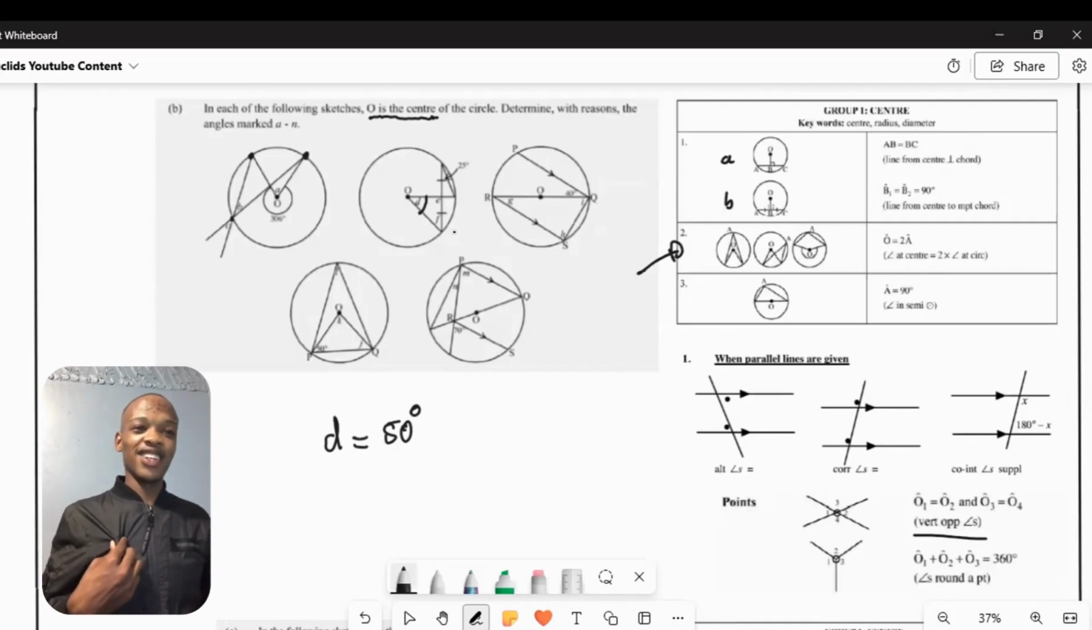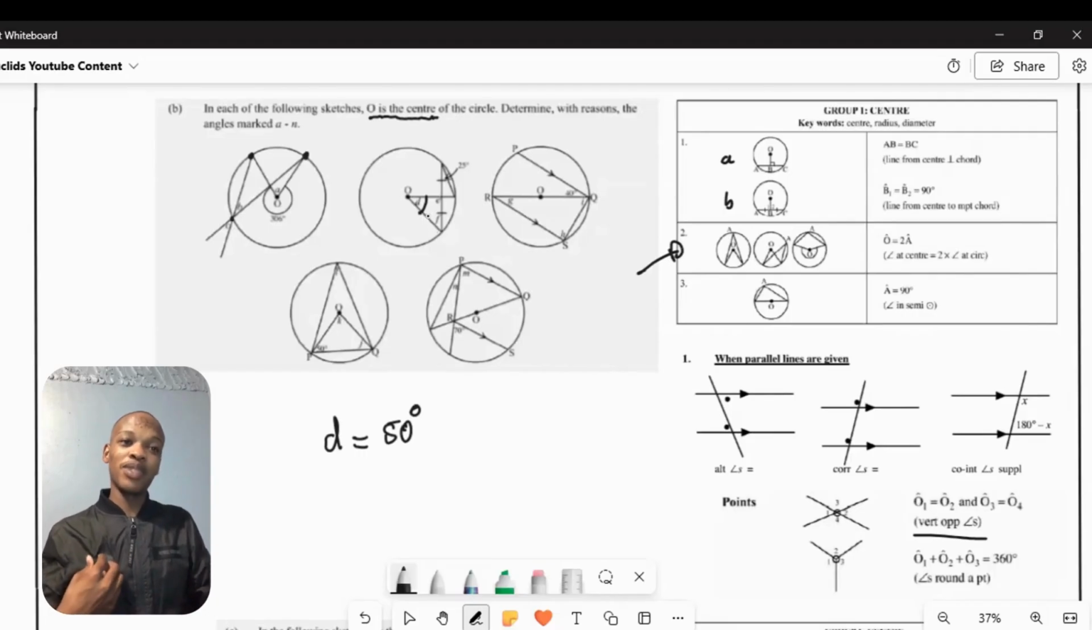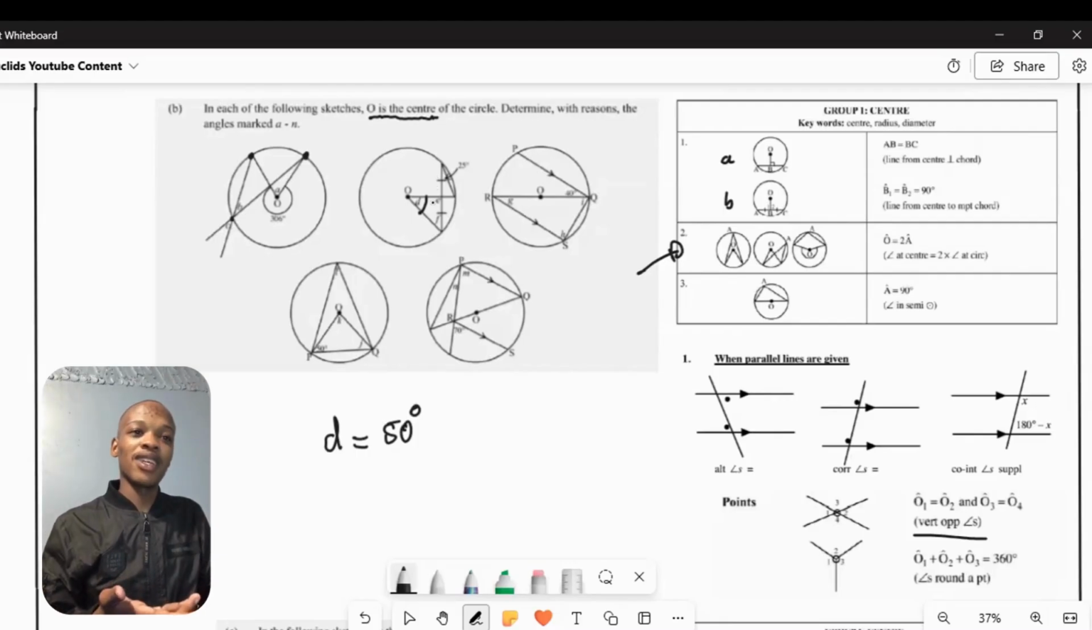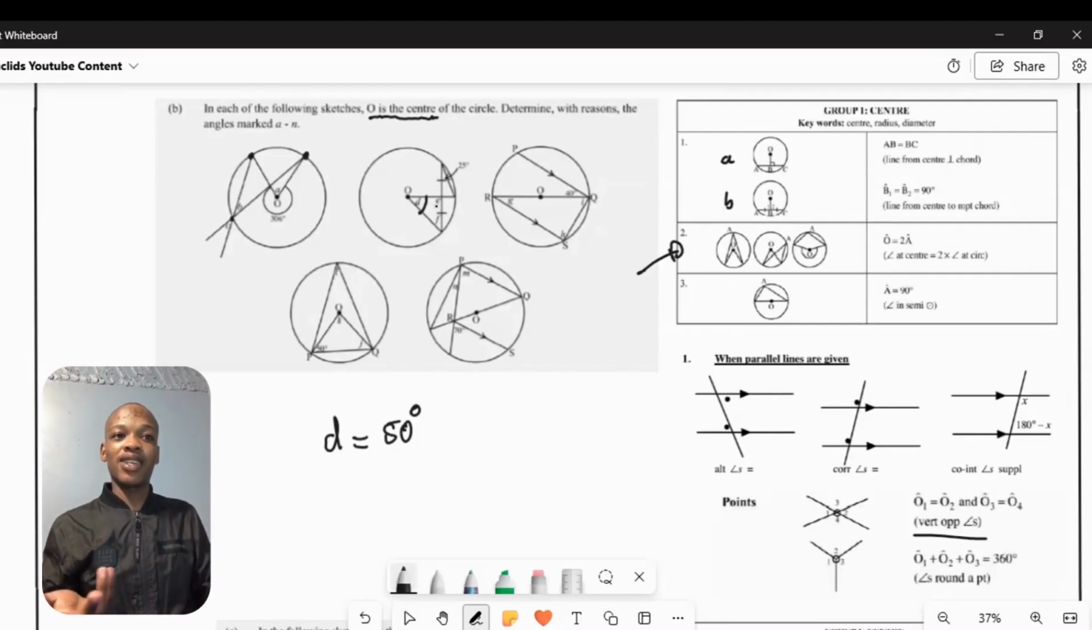Okay, now let's move on. What's next? A, B, C, D, E. What is E going to be? Bisector. A line drawn from the center, bisecting. How do we identify that it's bisecting? Now my indicators are showing it's bisecting. Can you see that? Which means E is going to be 90 degrees. A line drawn from the center to the midpoint of a chord is perpendicular to the chord. And then F.